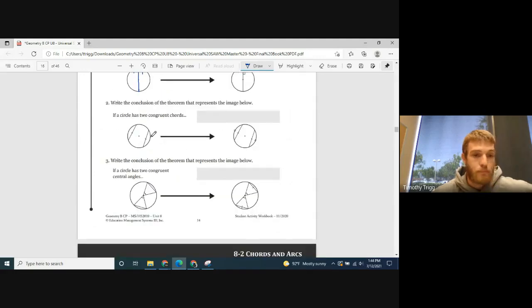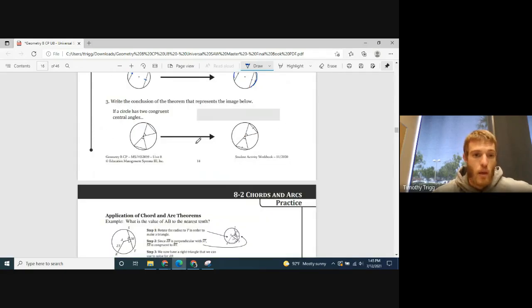Okay. Number 2. If a circle has 2 congruent chords, so you can see these 2 chords are the same length. They're congruent. That's what these tick marks are here. Those are to indicate that those are congruent. So whenever you see those little tick marks, they're telling you that this is congruent to that. So if you have 2 congruent chords, then the arcs are also congruent. So we'd write, then the arcs are also congruent. These are the arcs. So these arcs will be the same length.